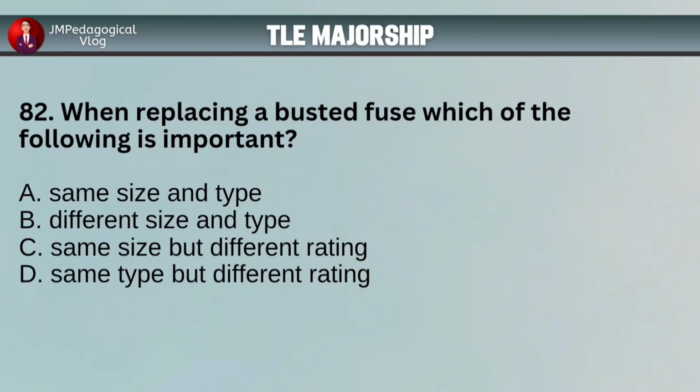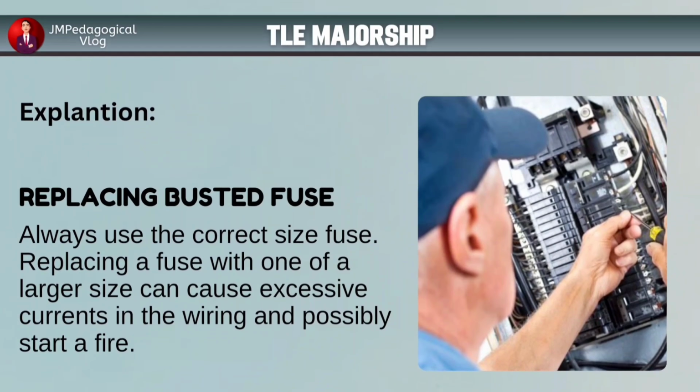82. When replacing a busted fuse, which of the following is important? A. Same size and type. B. Different size and type. C. Same size but different rating. D. Same type but different rating. A. Same size and type. Explanation. Always use the correct size fuse. Replacing a fuse with one of a larger size can cause excessive currents in the wiring and possibly start a fire.